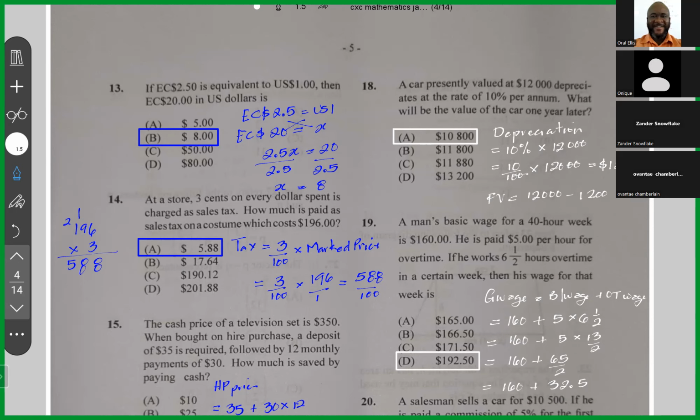I then divide both sides by 2.5. If I wanted to, I could do something like this: multiply this by 2, multiply this by 2. I didn't have to. And this would be 40 divided by 5, just to get rid of the decimal. And everybody should know that 40 divided by 5 is 8. EC $20 is equivalent to US $8.